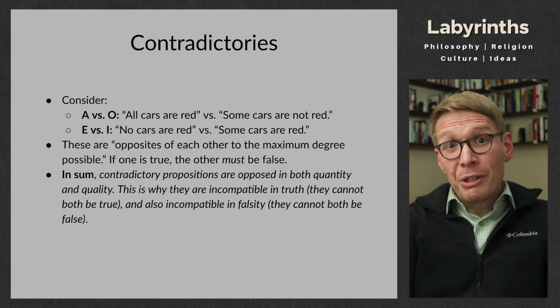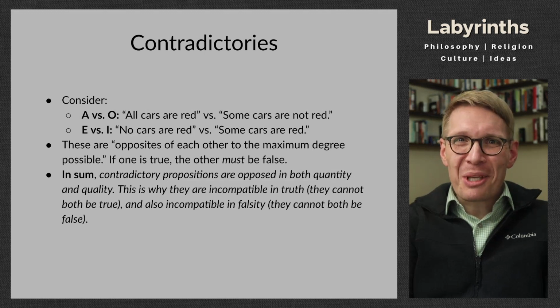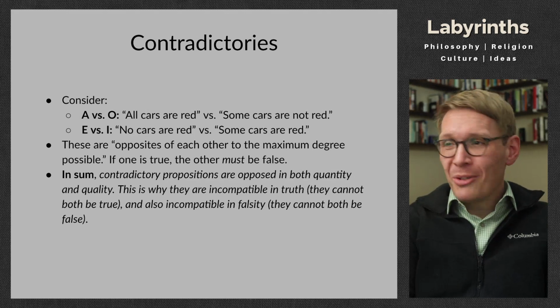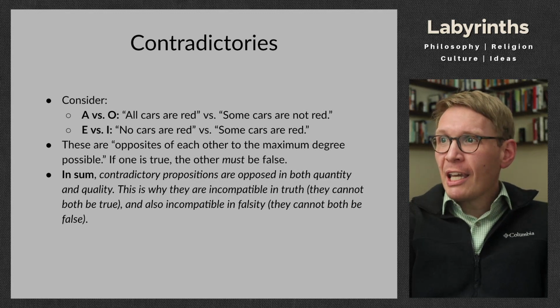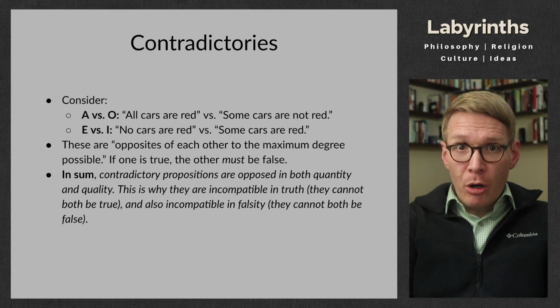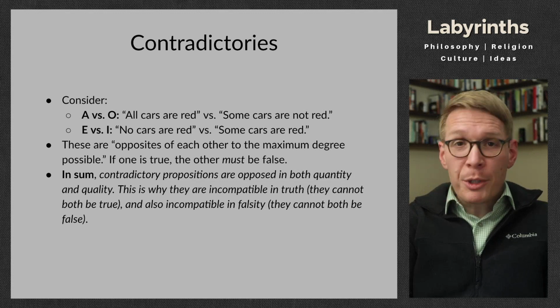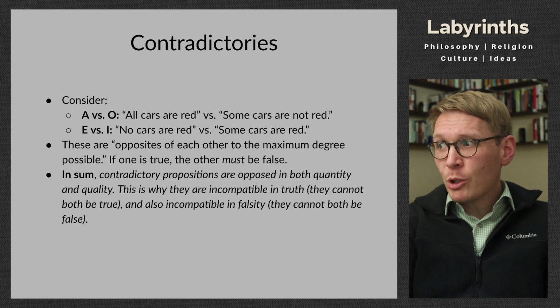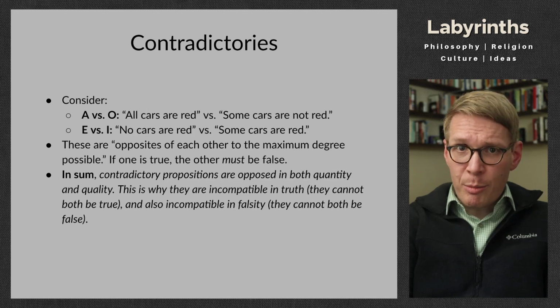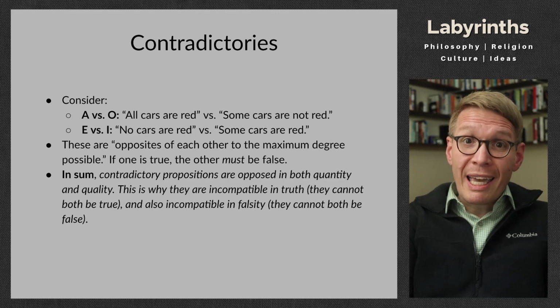And then I'll end each of our little discussions of these operations with "in sum," right? Contradictory propositions are opposed in both quantity and in quality. So we go from all cars to some cars, and we go from red to not red, right? For this reason, they are incompatible in truth. They cannot both be true, and they're also incompatible in falsity. They cannot both be false. So this is the strongest kind of opposition you can come up with. This is basically presenting a counterexample.